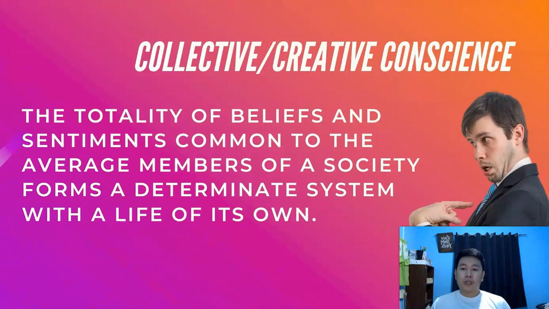Now, collective conscience is the totality of beliefs and sentiments common to the average members of a society that forms a determined system with a life of its own. Now, we can see the only argument here is that a society is, in a way, if you remember, that in our discussion of the dominant approaches and theories in the social sciences, we encountered the idea of superstructures in Marxism, institutionalism, the structures that govern and guide our behavior, that determine and in a way inform our behavior.